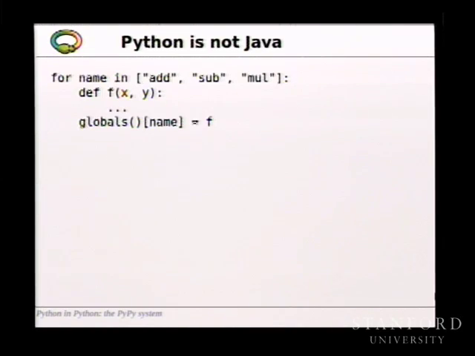But Python is not Java, which I want to mention. It's not Java because in Python you can do this kind of thing. Here I'm defining in a loop three different functions f, and storing them in the global namespace under the name of the variable over which I loop. So this would be equivalent to doing three independent function definitions. This is one of the tricks that people do in Python.